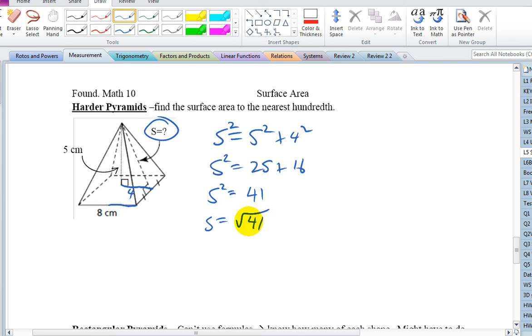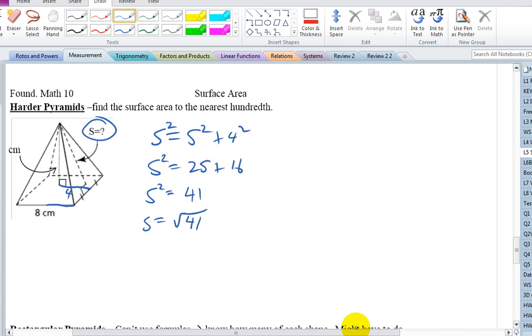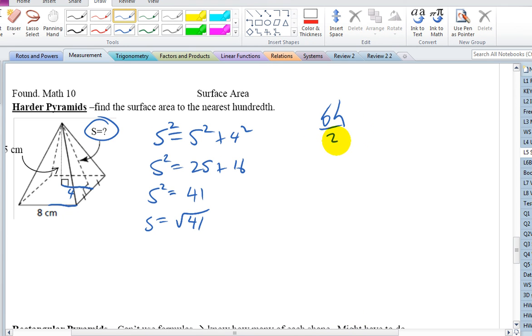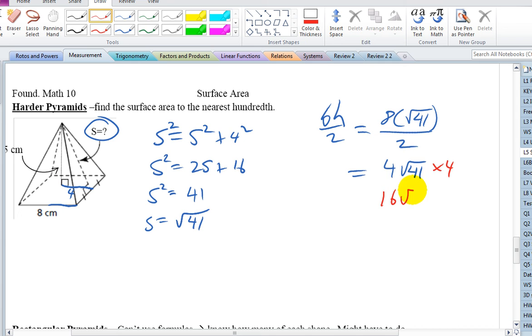Is that right? Okay. So if I was going to do work with that, for my base times height divided by 2, I would go base of 8 times a height of root 41 divided by 2. Okay. So that equals 4 root 41, because I just go 8 divided by 2 part. Now that's one triangle. How many do I have? So I would times it by 4, and I get 16 root 41. Okay, and that here is 4 triangles.